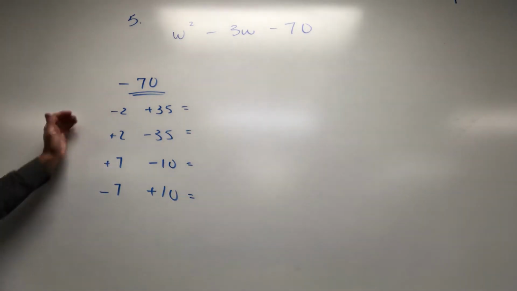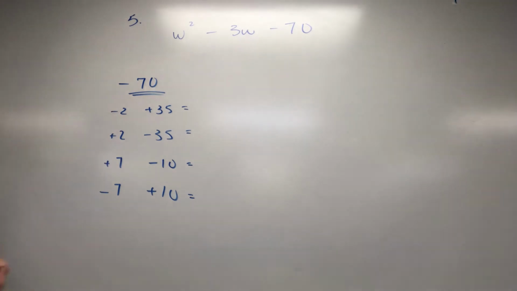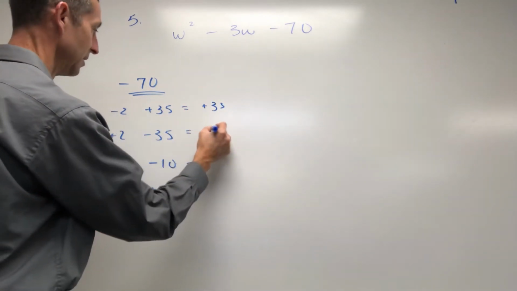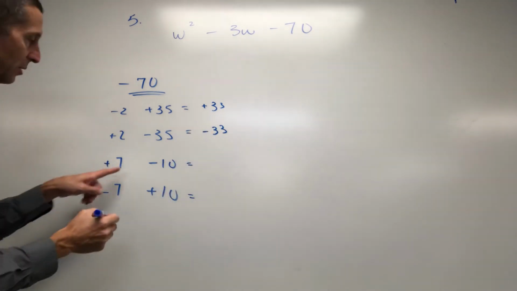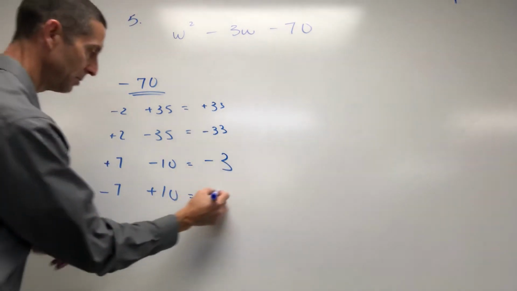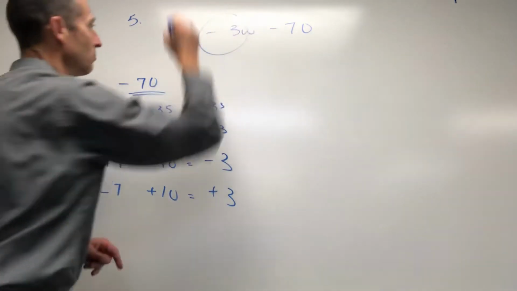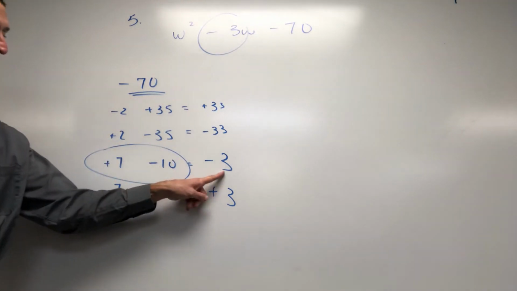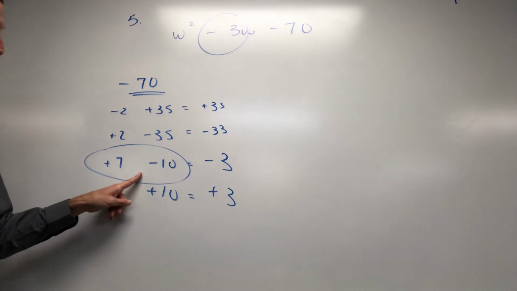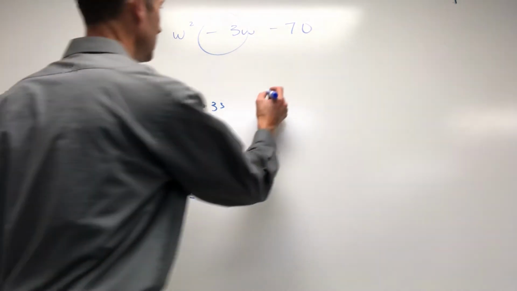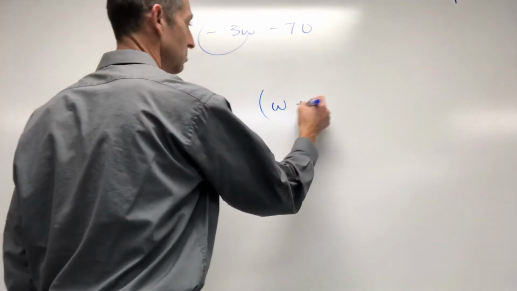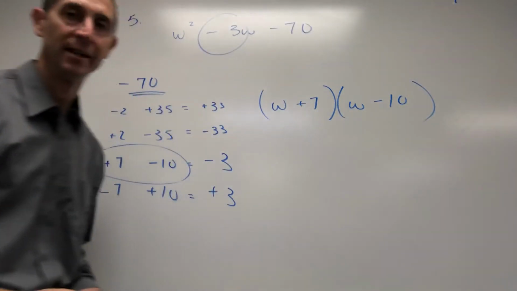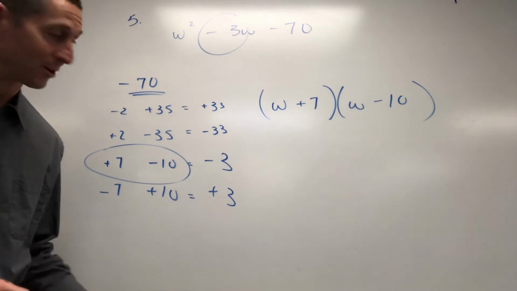We'll go ahead and throw in the whole list, but we're pretty sure the 7 and 10 is the way we're rolling. Plus 33, negative 33. Here we go. Negative 3, positive 3. And what we're trying to find is the negative 3. So this gives me negative 3. These are my two numbers that I need, plus 7 minus 10. So w plus 7, w minus 10. And you have just factored another trinomial.